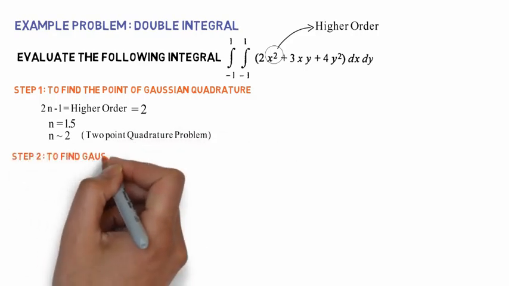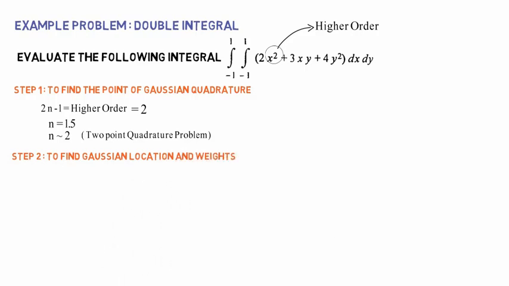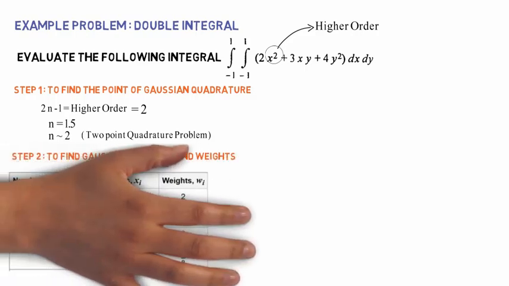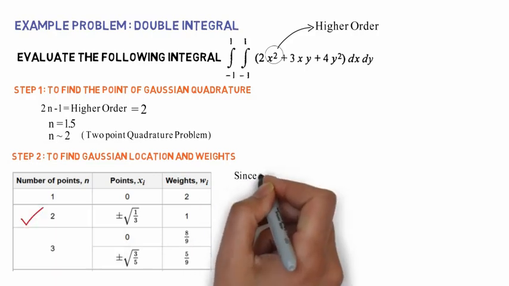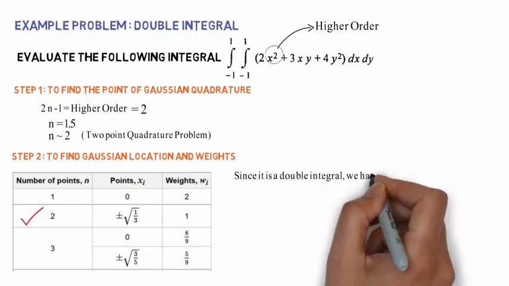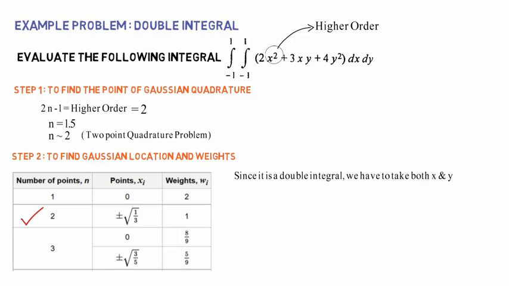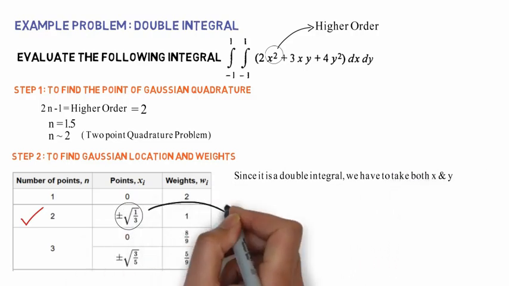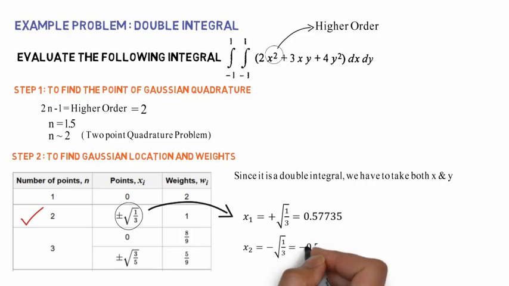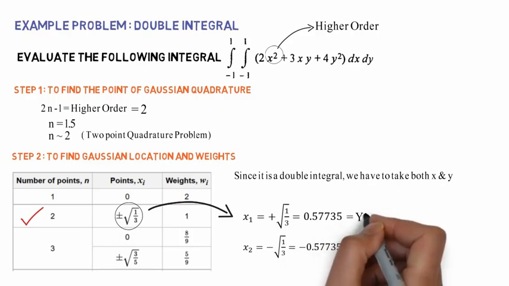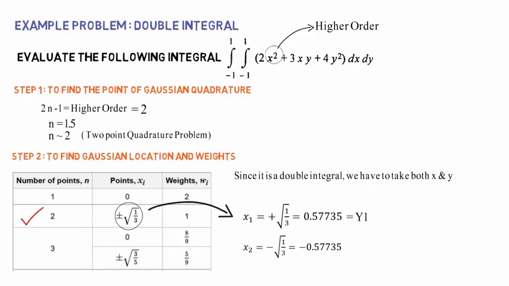The next step is to identify the Gaussian quadrature location points and the respective weights. Once again I recall that Gaussian quadrature table. Here I am going to refer to the Gaussian quadrature point 2. Since it is a double integral problem, you have to take both values of x and y. Here the location point x1 is written as plus root of 1 by 3, the answer is 0.57. Again, the x2 value is noted as minus root of 1 by 3, the answer is minus 0.57. The x1 value is also equal to y1 and the x2 value is also equal to y2.